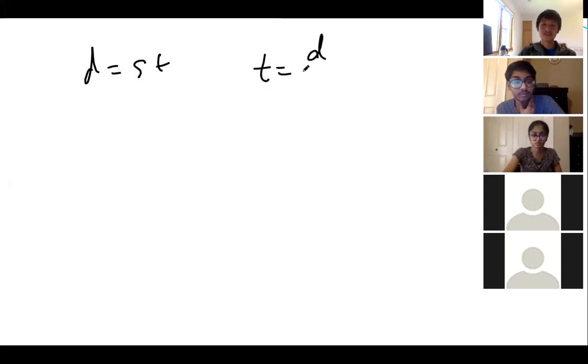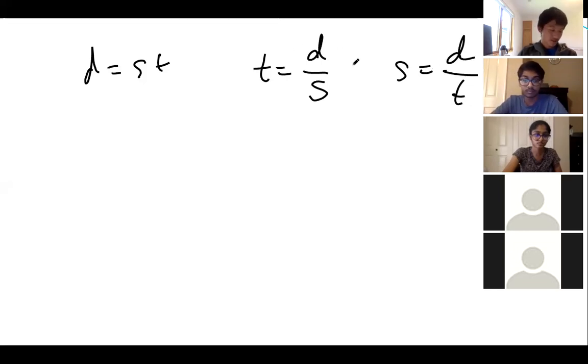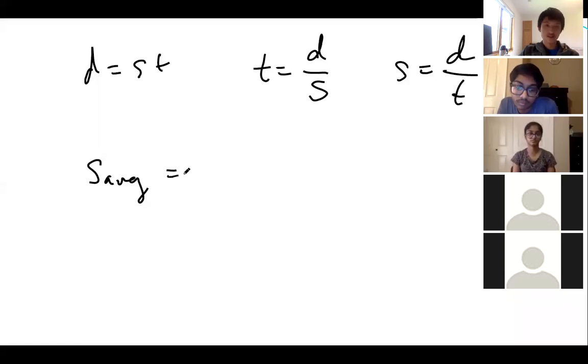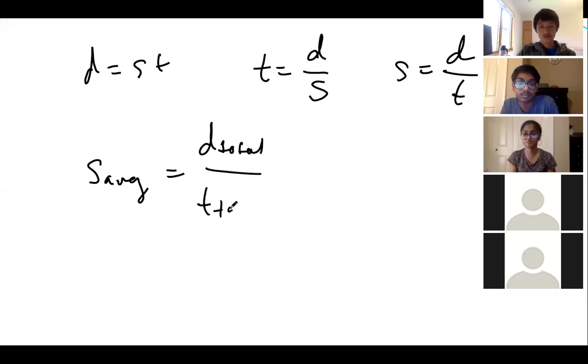Okay, so something similar to work problems is distance, speed, time problems. And the main equations involved are just distance equals speed times time, or time equals distance over speed, or speed equals distance over time. And another one that I guess isn't as commonly seen is the average speed. The average speed is equal to the total distance over the total time.